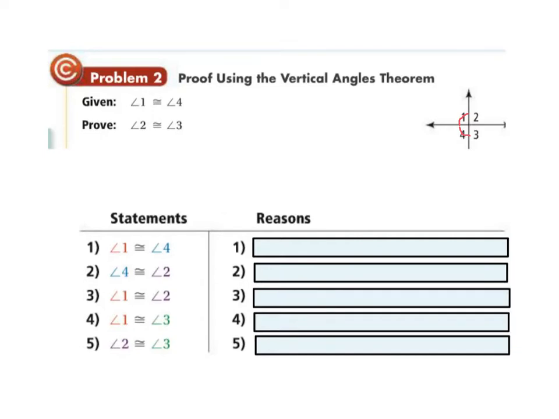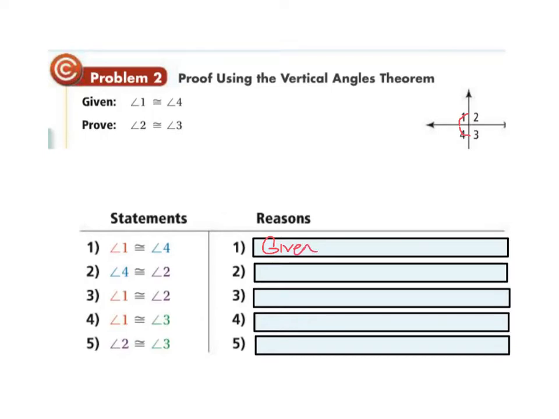What I'm trying to prove is that angle 2 is congruent to angle 3, that these two would have to be congruent. All right, well, let's work through it. Let's see. Start off, angle 1 congruent to angle 4. That was given. So we start off with just given information.